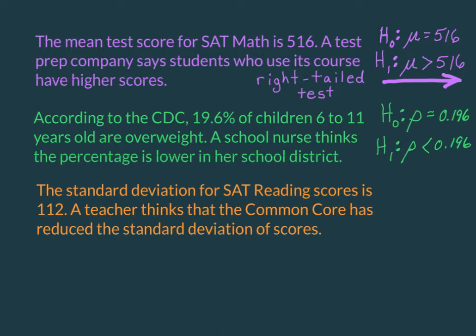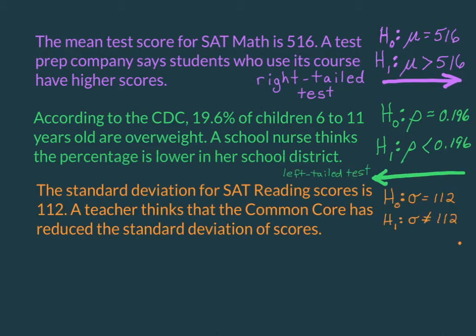For the second example, we are looking at a null hypothesis, or an H naught, where the proportion is equal to 0.196. I've converted the percentage to a decimal because it's often easier to use in calculations. And H1, our alternative hypothesis, is that the proportion is less than that same value. Therefore, we have a left-tailed test.